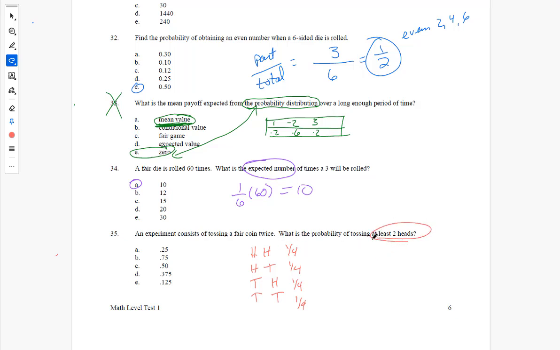That gives you an indication of what these problems will look like in the future. You'll be like, oh, tossing a fair coin 5 times, what's the probability of at least 2 heads. We'll save the full explanation until we get to that problem. This one, that's the only way you can get at least 2 heads. So, A, that's the probability. Great.